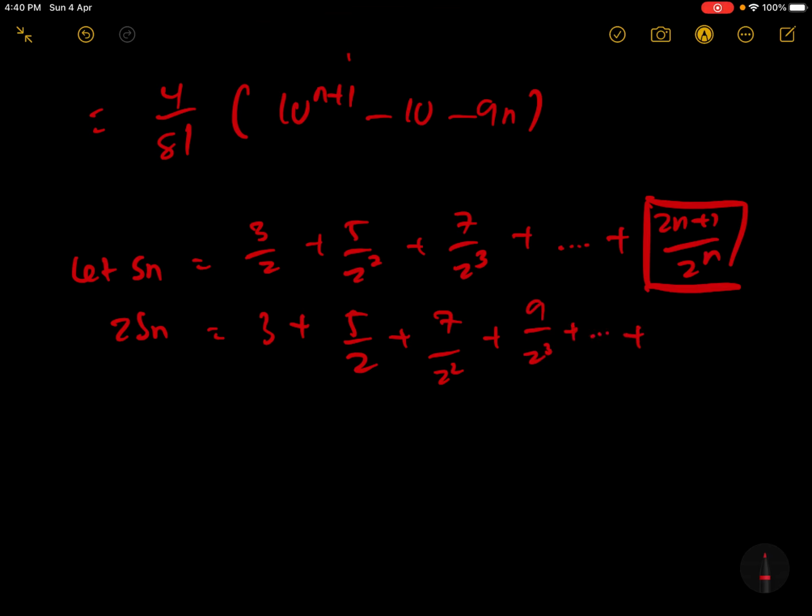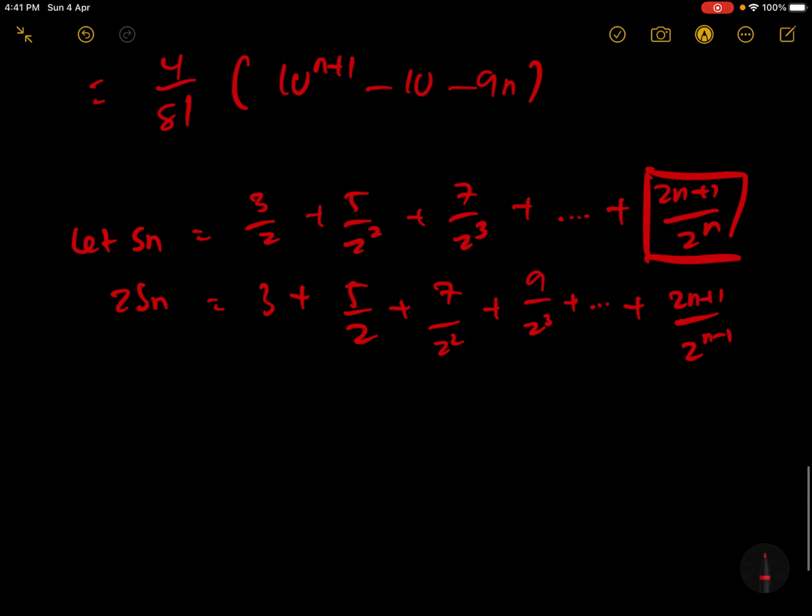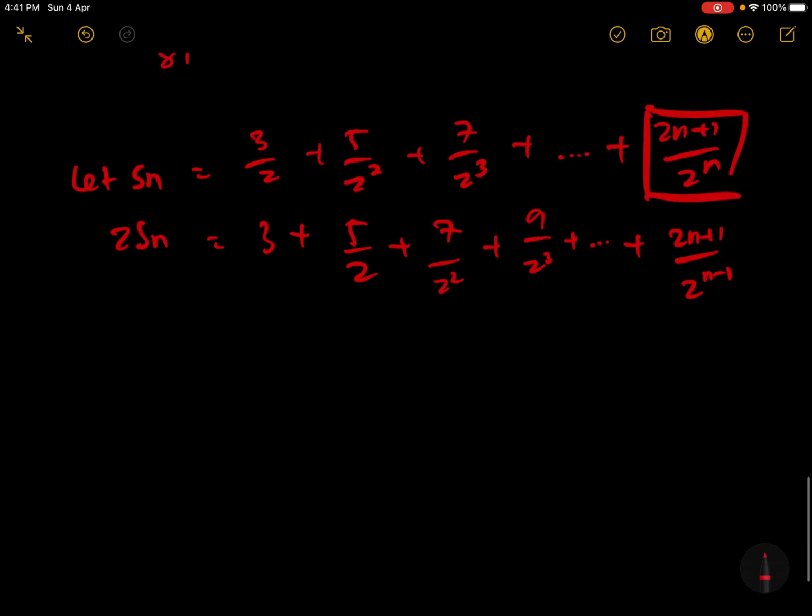And then plus, since I multiply the whole thing by 2, the power here reduces by 1. So it will be (2n plus 1) over 2 power n minus 1. Again, remember, because I'm multiplying it by 2, since it's divided, 2 over 2^n is 2 power n minus 1. So, okay. Now you got that out of the way.